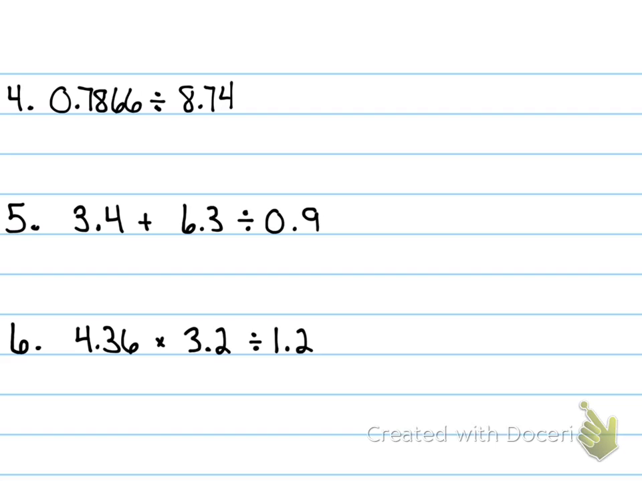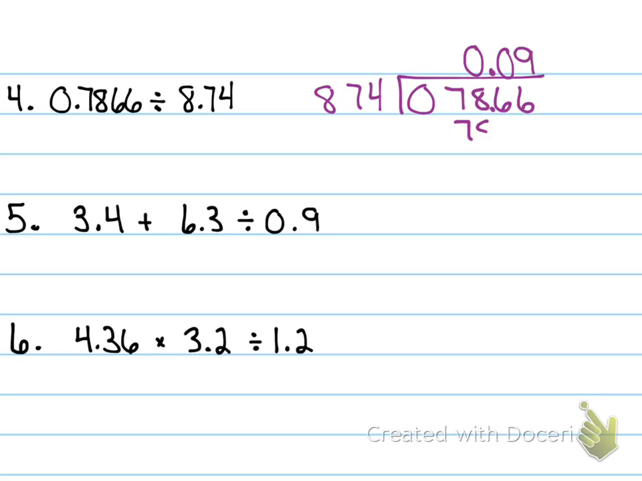What is the answer to number 4? Caleb? Nope. 0.09. Very good. All right. What about number 5? 4.1. Nope. Jerron? Number 5? Yep.